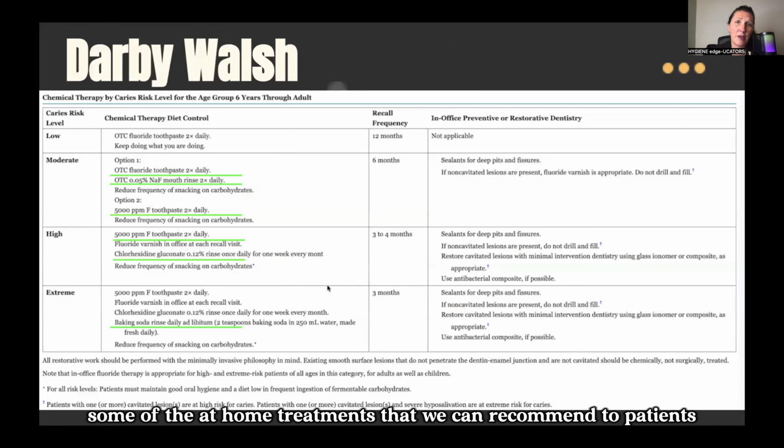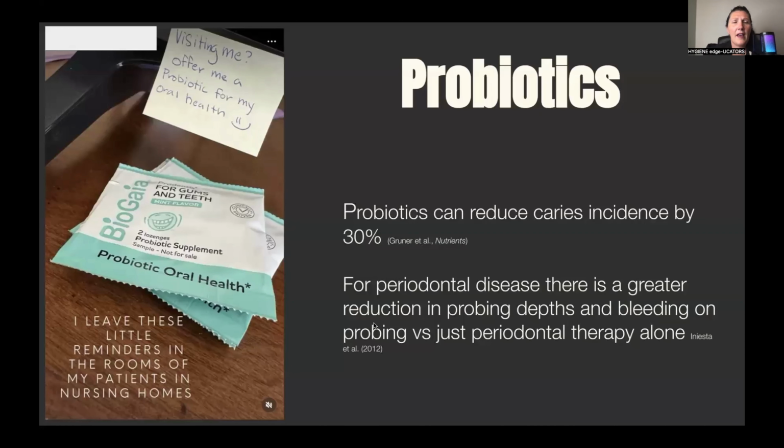Some of the at-home treatments that we can recommend to patients, of course, our caries risk assessments talk about doing fluoride toothpastes and rinses and baking soda at home if there's extreme caries risk happening. But you could also include a probiotic. They're showing more and more that helping the commensal bacteria is important. If we give probiotics, which I have my patients take after they eat because they can't brush their teeth, it does help reduce periodontal diseases and caries.